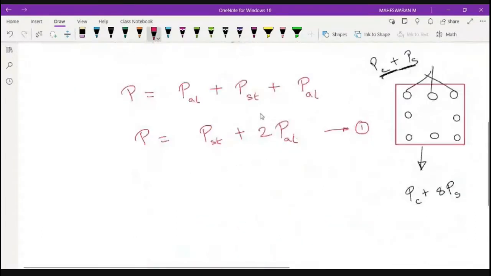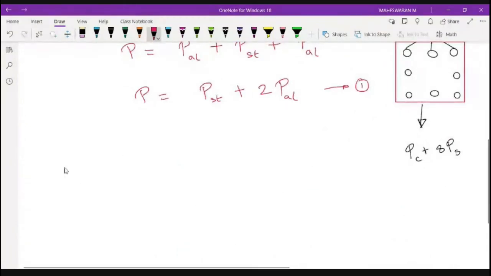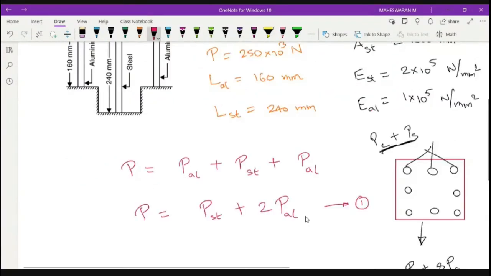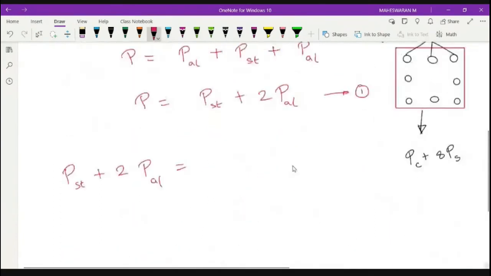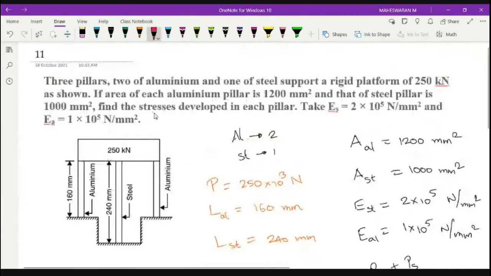So I will write it in equation form. We can write it like this: P_steel plus 2 times P_aluminum is equal to P. What is P? We already know, which is 250 into 10 power 3. Okay, so the question is to identify the stress.